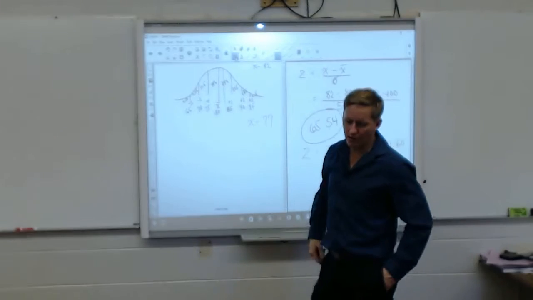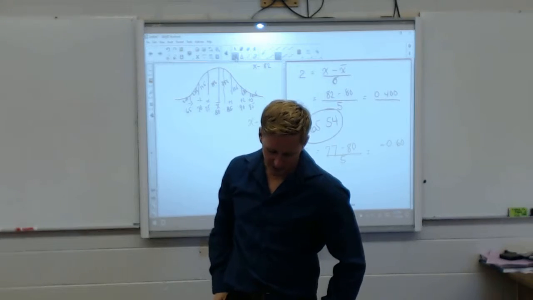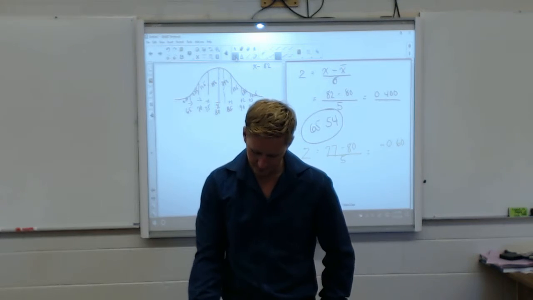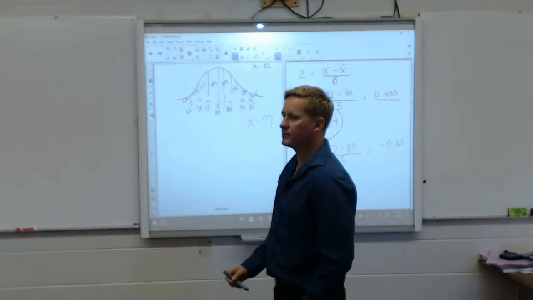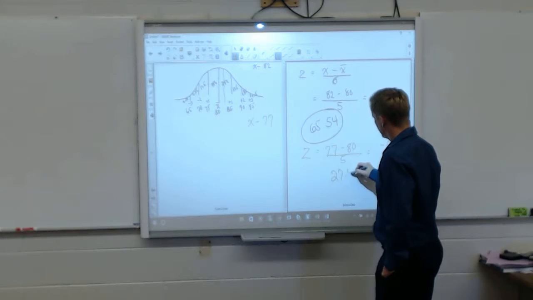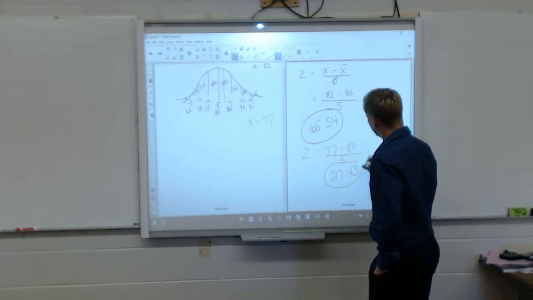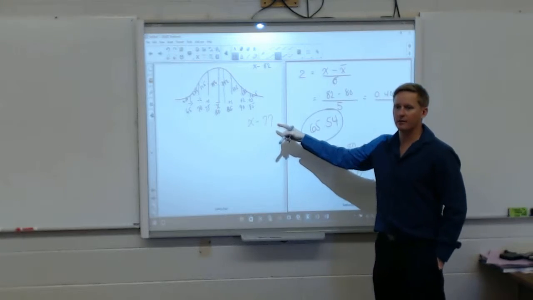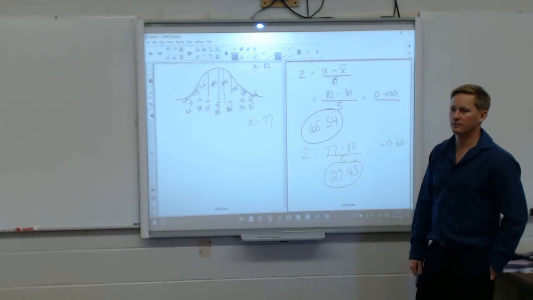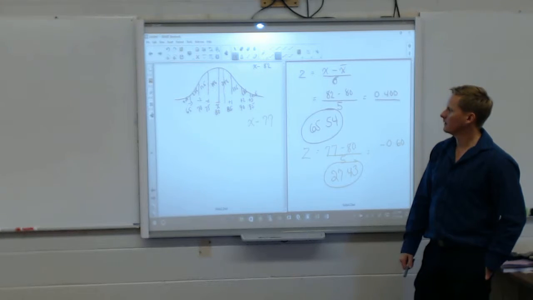So looking in your book, go down to minus 0.6, go across to 00, and what do you get? 0.2743. So that means that score of 77 was higher than 27% of the people on that. Does that make sense?